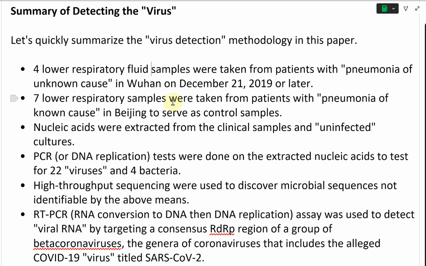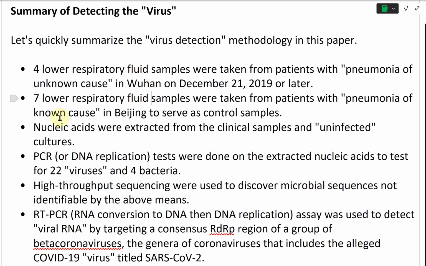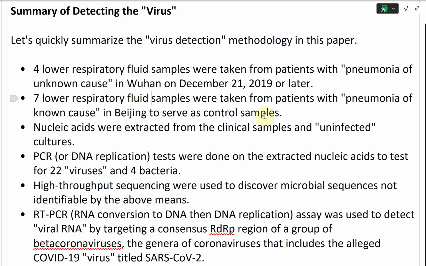And then the same one right here. Fluid samples were taken from patients with pneumonia and so on. So anyways, and then they were tested for these "viruses." And I would assume that the known cause ones, they would test for these, or at least some of these that they're being tested for. But then the unknown one wouldn't be testing for these known viruses and bacteria.